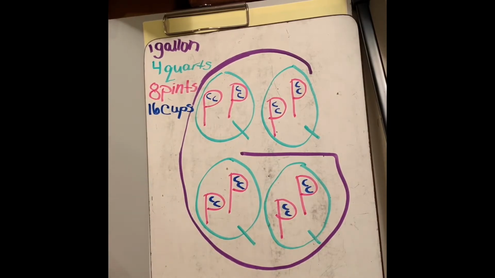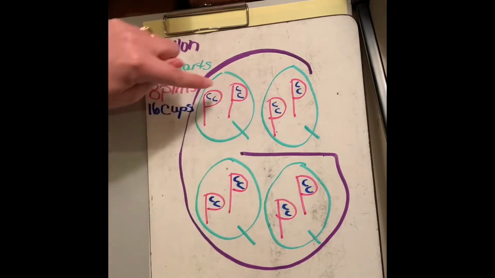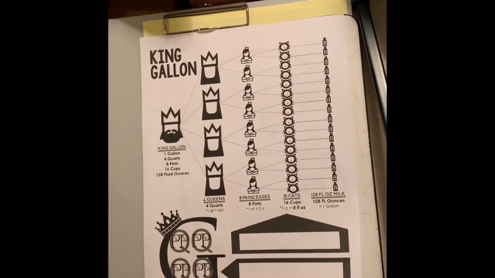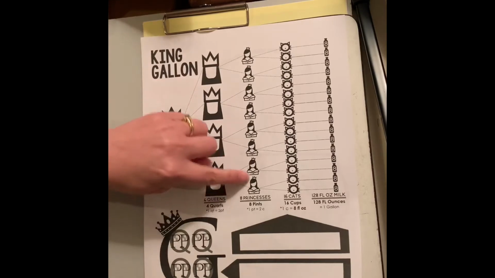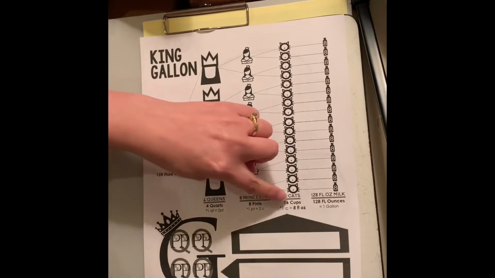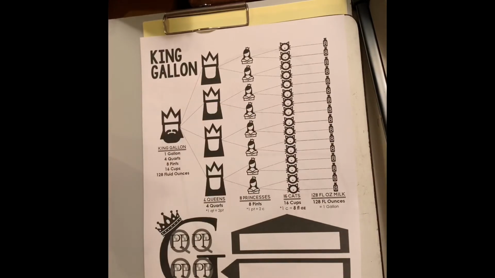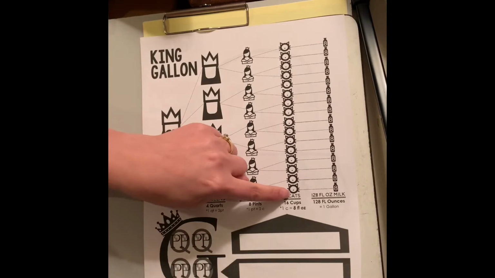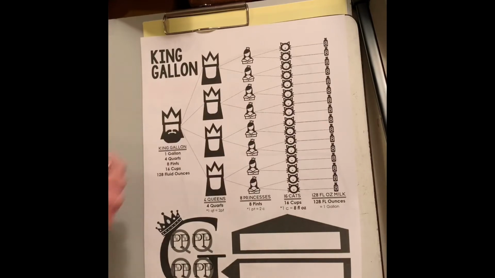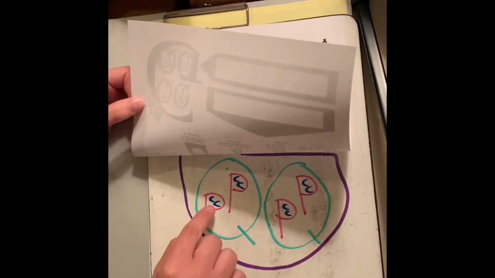So that is the story of King Gallen and his 4 queens, his 8 princesses, and his 16 cups. If you printed the paper that I post on my website, you have seen this with King Gallen and his 4 queens and his 8 princesses and his 16 cups, which is quarts, pints, cups. Now, there's not a lot of space on my picture, but each of these cups holds 8 ounces of milk. That shows that each cup here is 8 ounces.